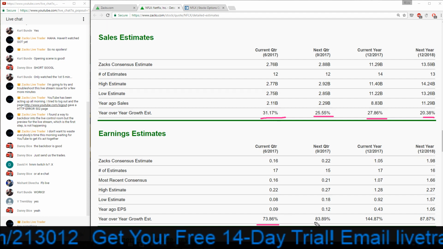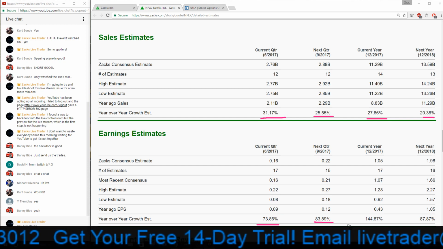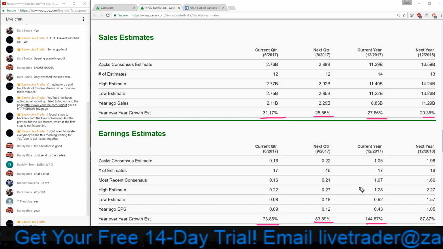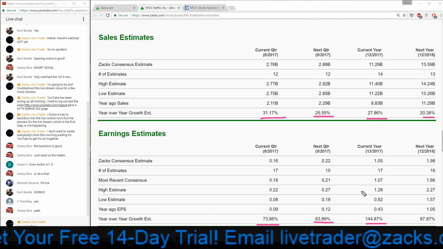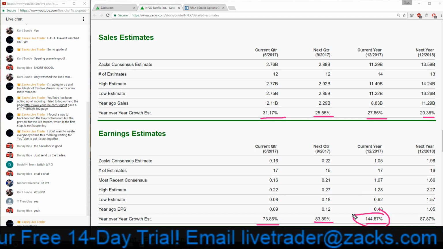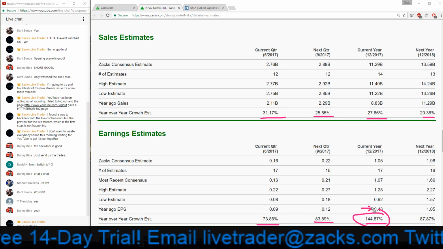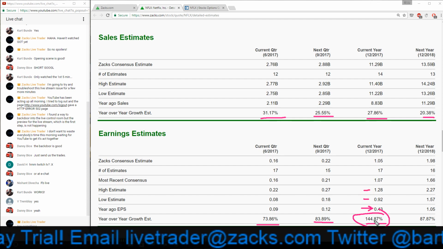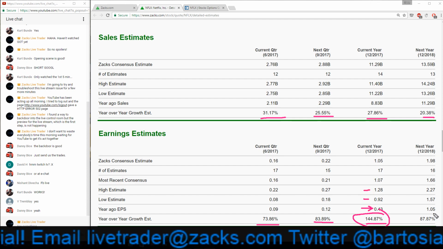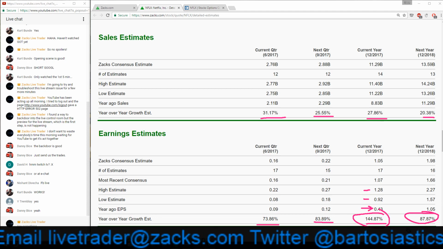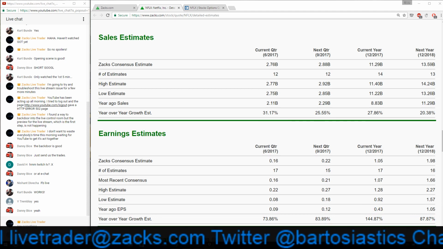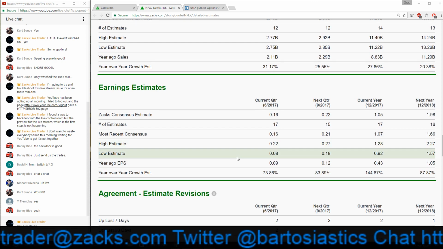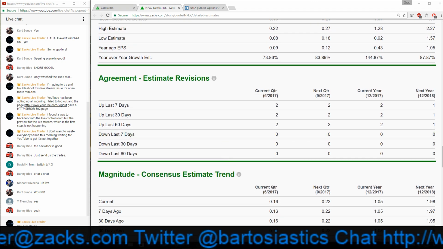73.86% growth for the current quarter. Next quarter looks like 83.89. Current year number, 144.87. That's huge. But we saw that, down in the 40s for last year, and now we're looking anywhere between $1.28 and 92 cents. And then next year's number, 87.87%. So still huge runaway growth numbers here on Netflix.